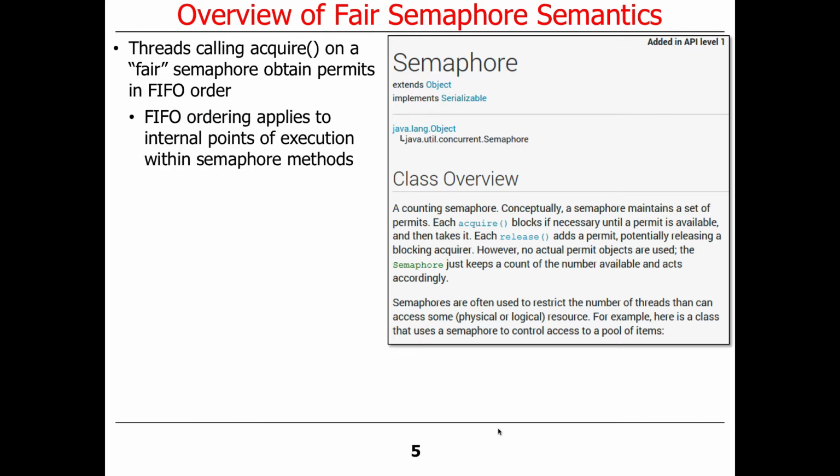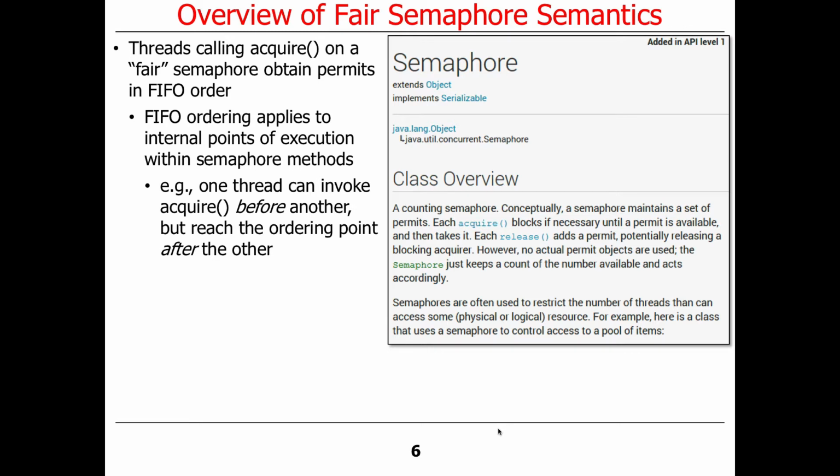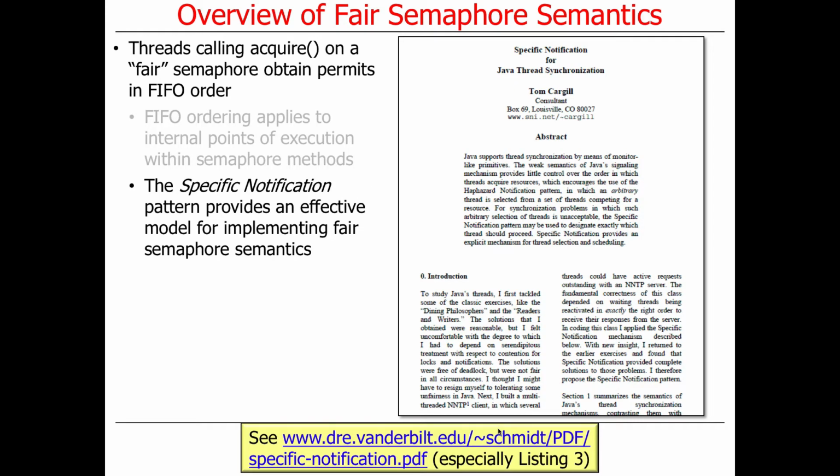And what this does, when you think about how the semaphore works, is it has these things called internal points of execution within the semaphore methods, basically the things that do the queuing. And it's going to be set up so that whoever's been waiting the longest is the one that gets the chance to run next. And so this is a subtle point. It's not the order in which acquire is called. It's the order in which they reach the ordering point. And the ordering point is, again, the thing that they use to determine the order in which things are going to be put to sleep and the order in which they're going to wake up.